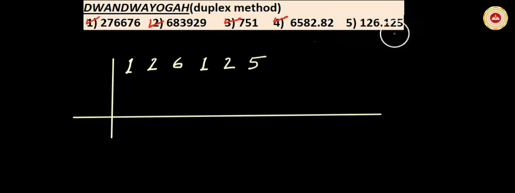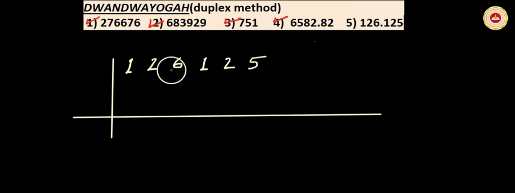Next example, fifth example, 126.125. In this example, friends, we have three decimal places. Neglect the decimal point while writing the number. So I have done this. Now, how to form groups? Simple, friends. Just neglect this decimal part and form groups as usual. Let us start from the right side. We are going to form groups for the integer part only. We are going to neglect this decimal part. Okay, so two things to remember while evaluating the square root of a number containing a decimal part.